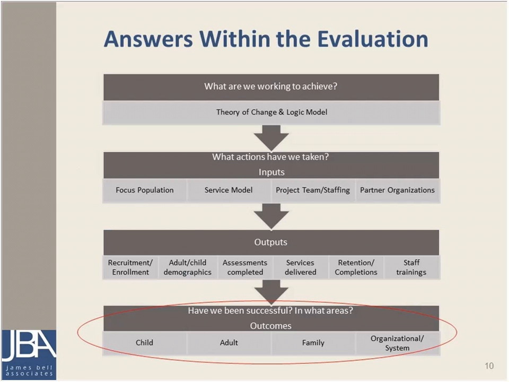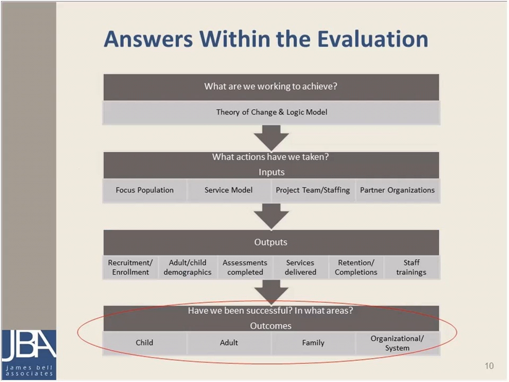The bottom segment of the row includes common inputs, including focused population, service model, staffing, and partner organizations. The top segment of the third row is labeled outputs. The bottom segment includes examples of common outputs, including recruitment and enrollment, adult and child demographics, assessments completed, services delivered, retention and completions, and staff trainings.